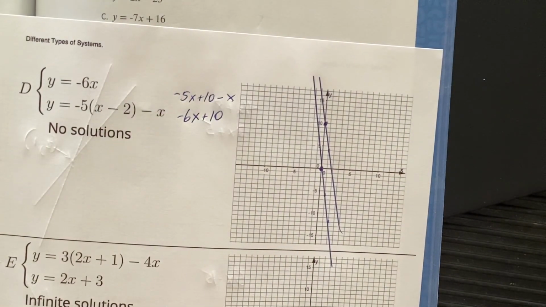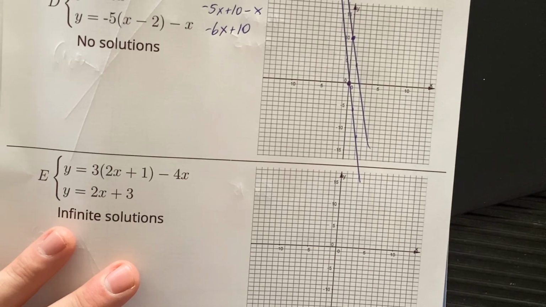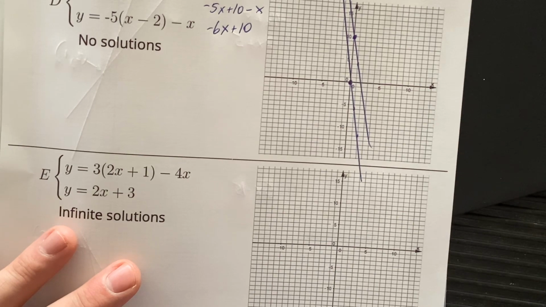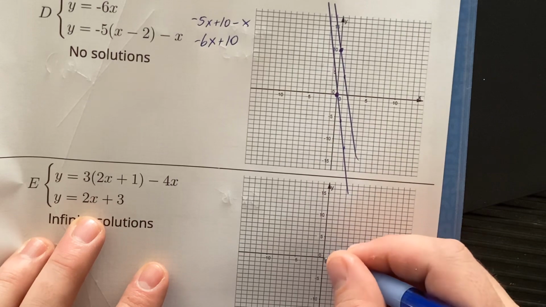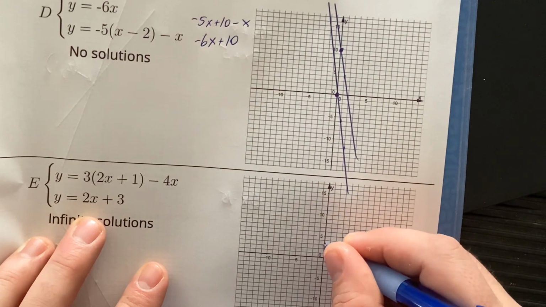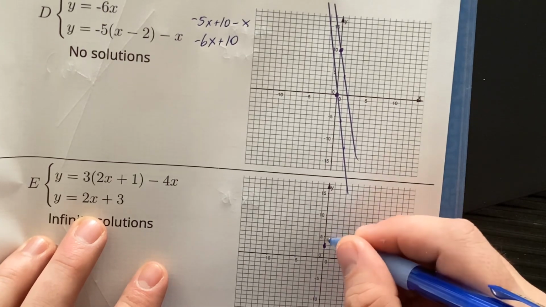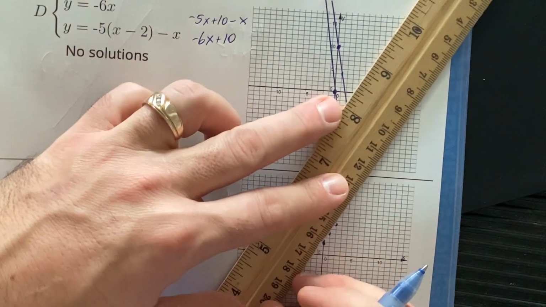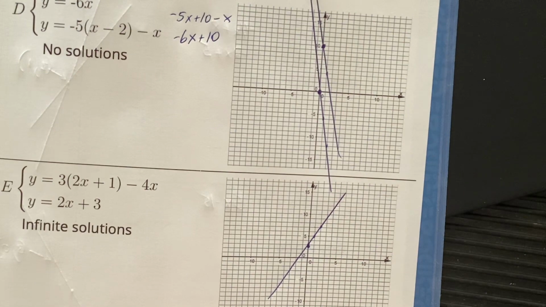Okay, letter E, it says infinite. What's that tell you about your lines? They don't have the same slope. More detail than that. They're the exact same line. So I'm going to graph the bottom one, 2x plus 3. So up 3, put a dot. Slope is up 2 over 1. Up 2 over 1. And the other one is going to be the exact same line if you were to simplify it as well. You only have to graph one line because it is the same.